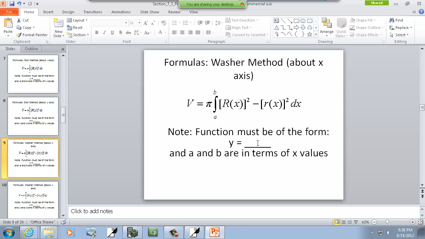Function must be of the form y equals. Again, a and b are in x values. This is dx. Everything has to be x's. And then this one, c and d are y's. Everything has to be in terms of y's. This is around the y-axis.